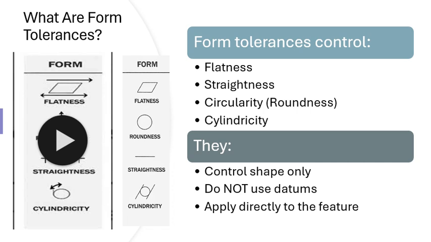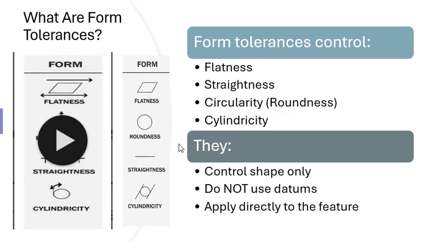We have four types of form tolerances. These are the form tolerance controls: straightness, flatness, circularity, and cylindricity. Circularity is for the roundness, and cylindricity is the roundness and the straightness. Here you can see the symbols that we use. And of course, they control the shape only.